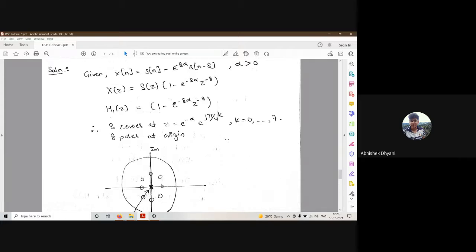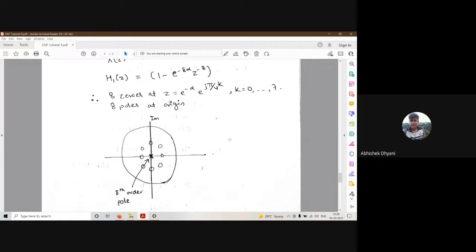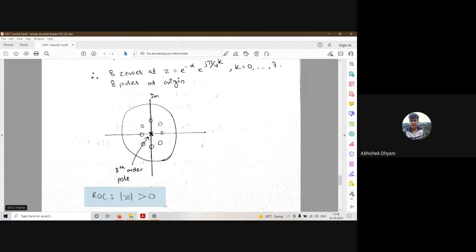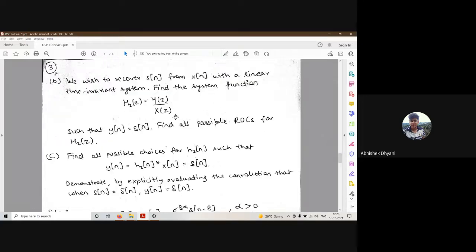Also, we have to find out the region of convergence. To find the region of convergence, we can take outside the outermost pole. The outermost pole is just mod z equals 0, so it gives me mod z greater than 0. So this is the ROC. That's the first part.